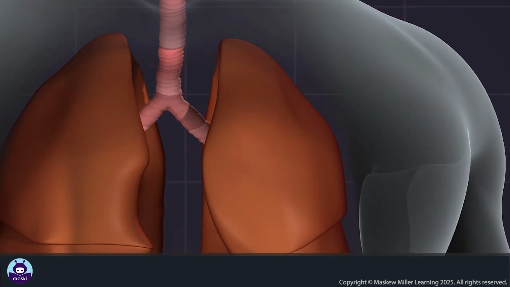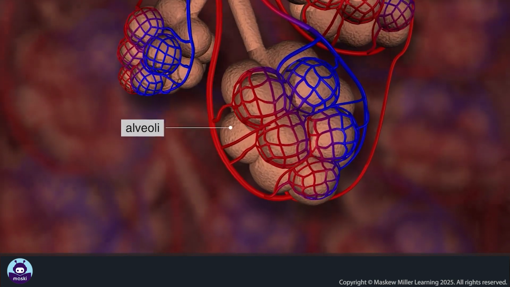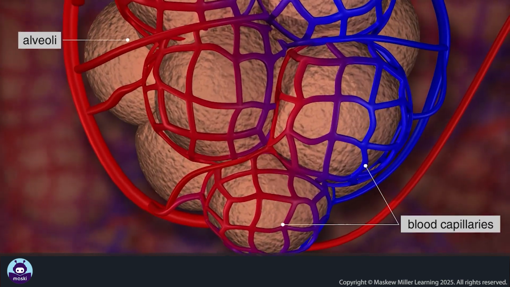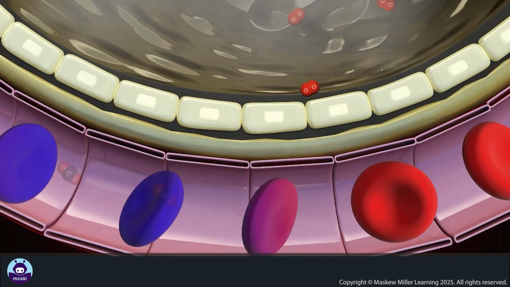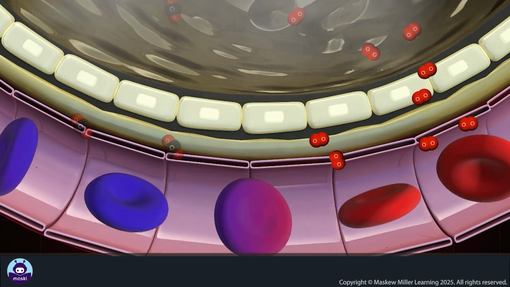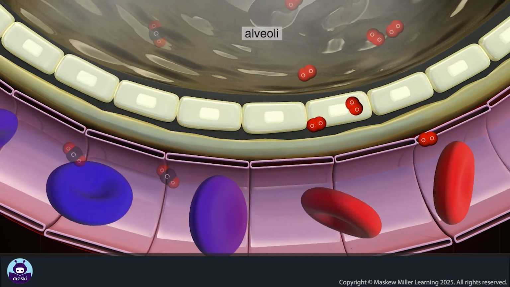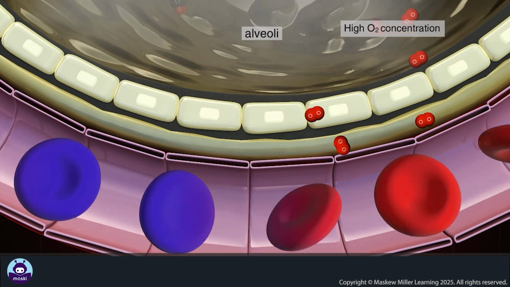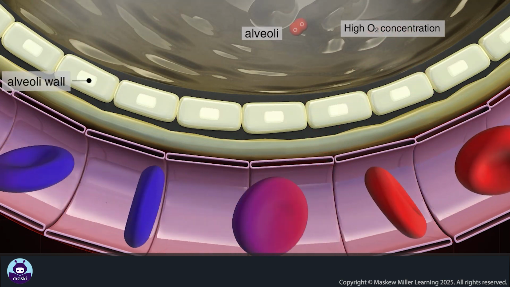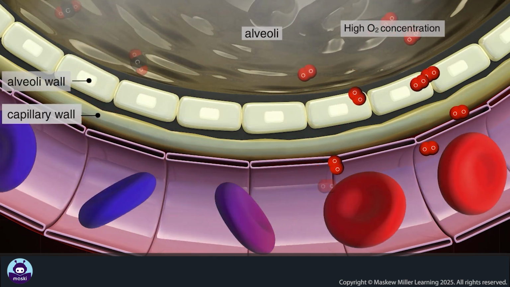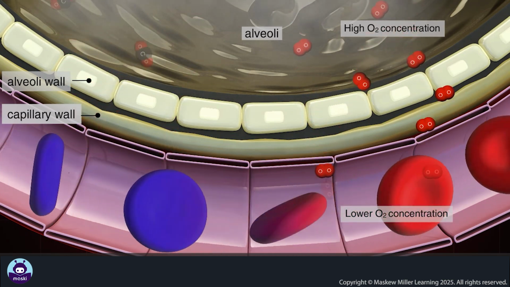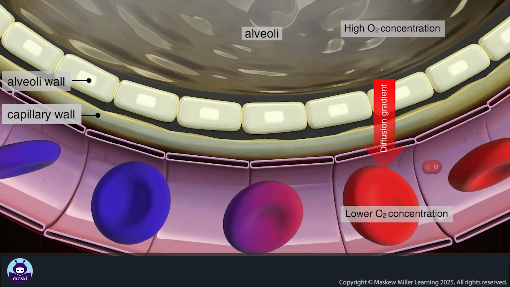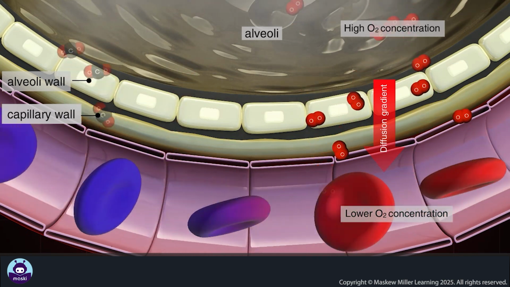Gaseous exchange in the lungs. In the lungs, the alveoli, air sacs, are surrounded by a network of blood capillaries which carry deoxygenated blood from the heart. Air rich in oxygen is breathed in and reaches the alveoli in the lungs. Oxygen moves from an area of high concentration in the alveoli, across the alveoli wall and the capillary wall, to the blood in the capillary which has a lower oxygen concentration. The oxygen moves along the diffusion gradient and blood in the capillaries gets oxygenated.